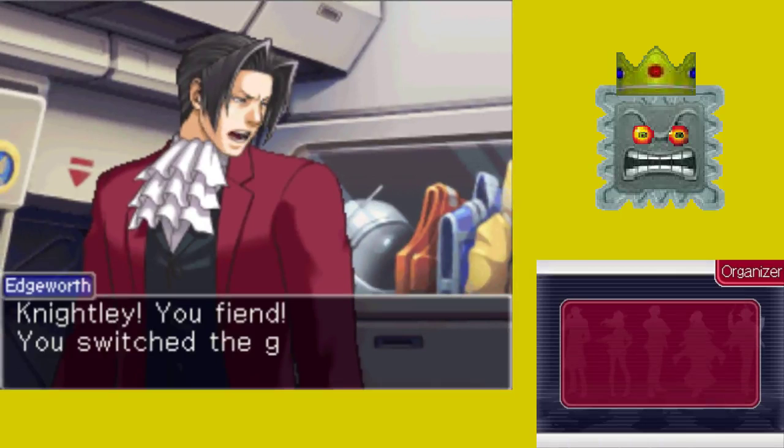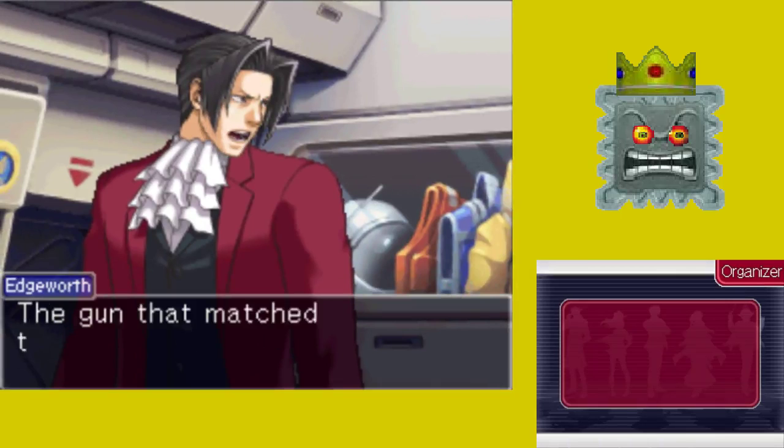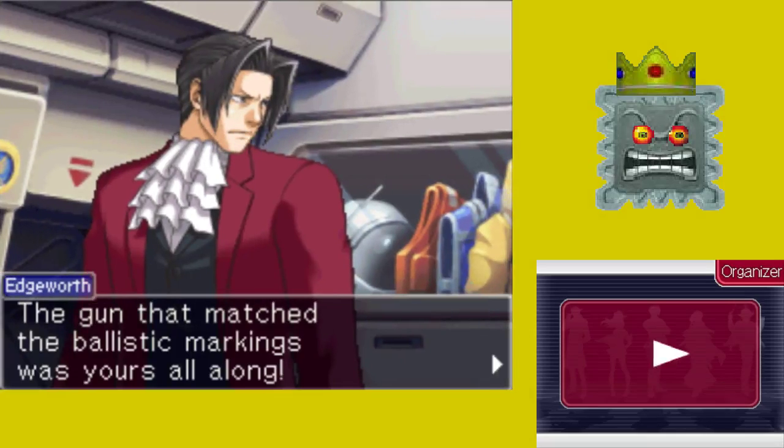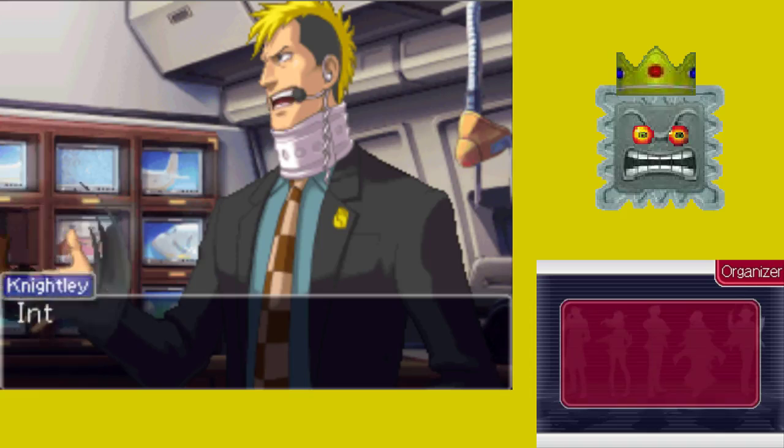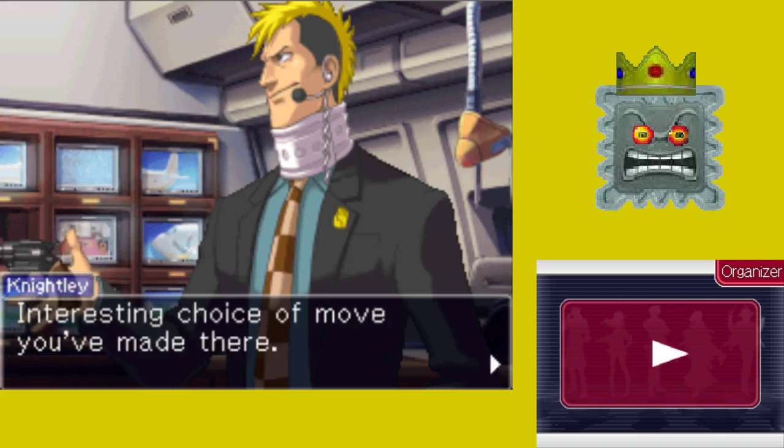Knightley, you fiend! You switched the guns! Does your evil know no bounds? You're switching guns? The gun that matched the ballistic markings was yours all along. Interesting choice of move you made there.